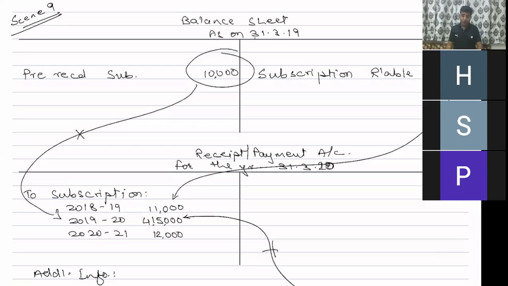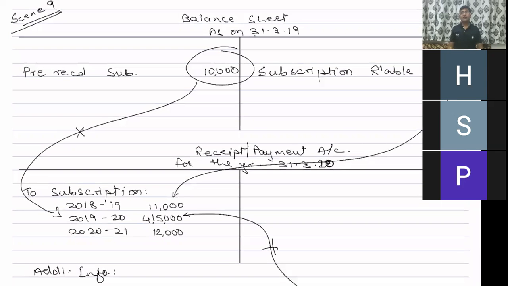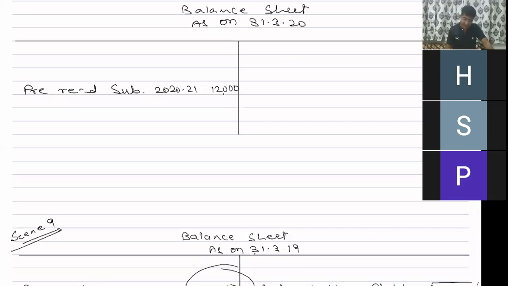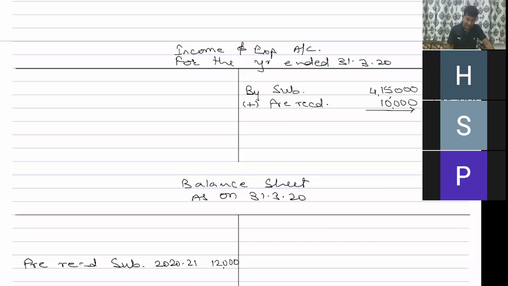Further to that, if you would observe the opening balance sheet of 15,000 subscription receivable, but in my receipt and payment account, it is given that only 11,000 is received out of that. That means 4,000 for the preceding financial year also is still receivable. So that's a kind of hidden adjustment. All right. So how will my balance sheet and income and expenditure account look like? Just observe it.